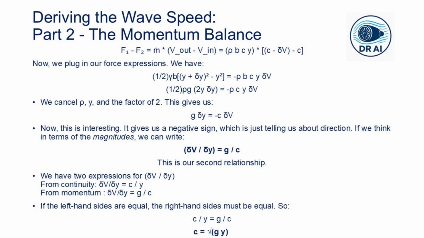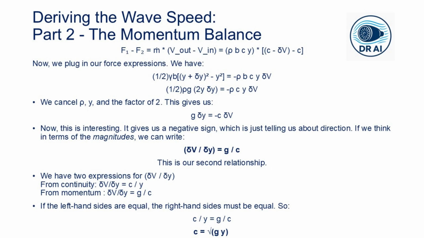The momentum flux out of the control volume to the left minus the momentum flux into the control volume from the right. The mass flow rate, denoted as m dot, is rho b c y. So the momentum equation becomes as written over here. Notice the velocities are relative to our moving observer, and the right hand side simplifies.